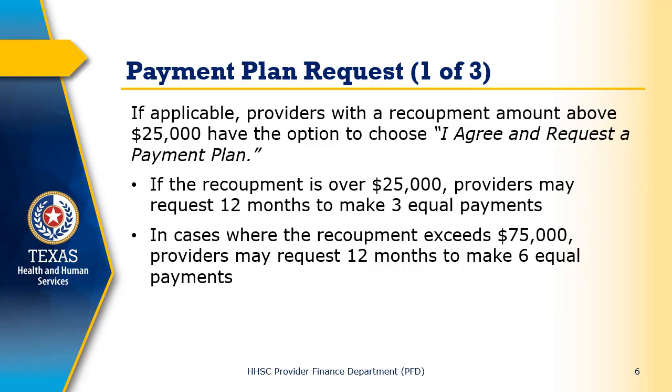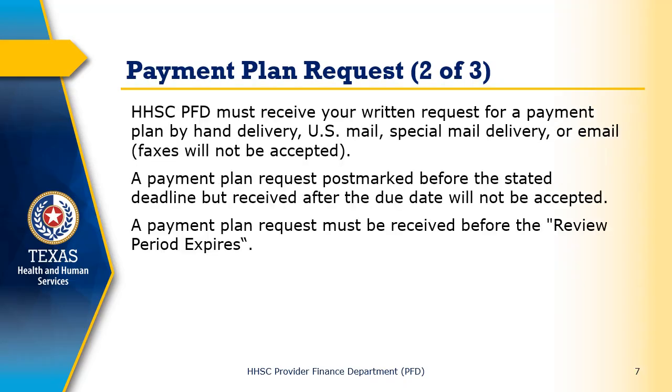Please note that payment plans are not guaranteed and are only applicable to active contracts. If a contract terminates before the recoupment process is completed, any approved payment plan will no longer be valid. Providers with a recoupment of over $25,000 for a 12-month period can request to make payments in 3 equal monthly installments. In cases where the recoupment exceeds $75,000 within the same 12-month time frame, providers may request to have the amount collected in 6 equal monthly payments.